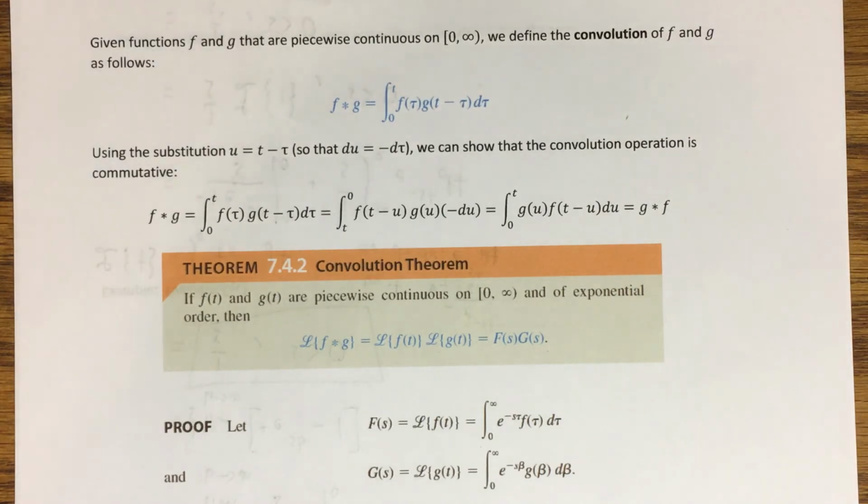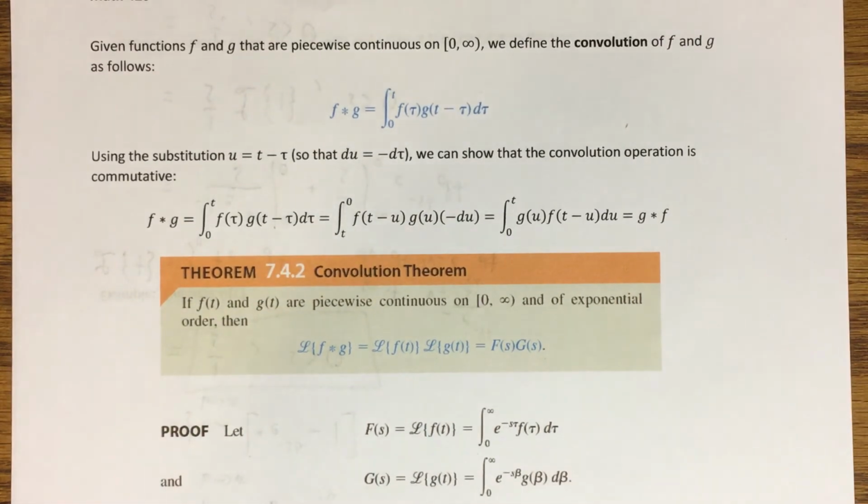The second one is something that we call the convolution theorem. So we have to define what we mean by convolution. And this is an operation that you can perform on two functions. We call it a binary operation, something that you perform on two inputs.